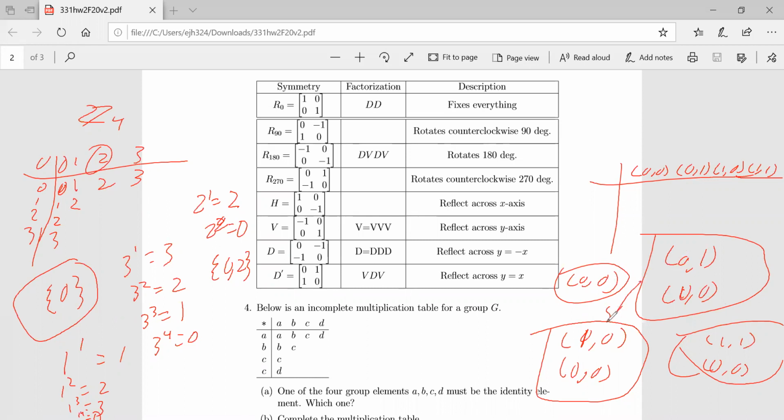Also note, these guys are all isomorphic, right? They operate exactly like Z2. Does that make sense? What else did you guys cover?